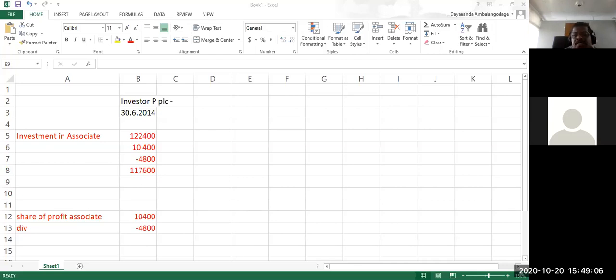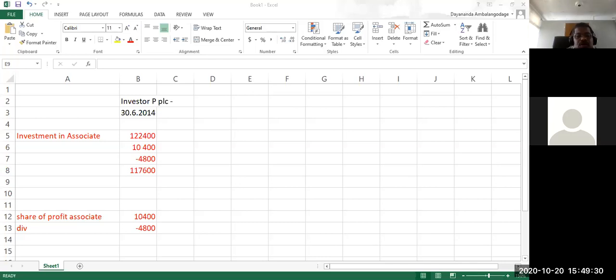Can you remember the 60,000 second year profit? And can you remember this 7,000? That is the second year depreciation. So you adjust for the second year depreciation. So the adjusted profit is 53,000. The portion of profit is 40%.